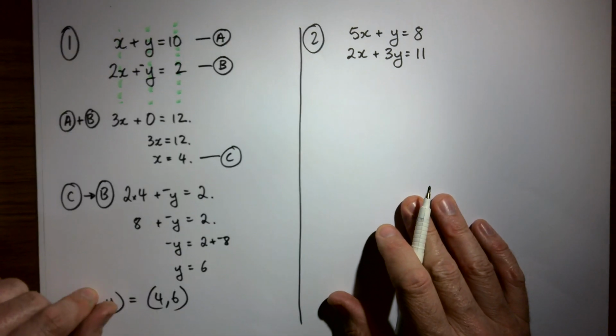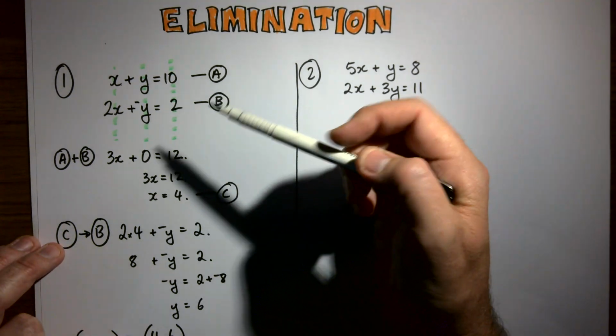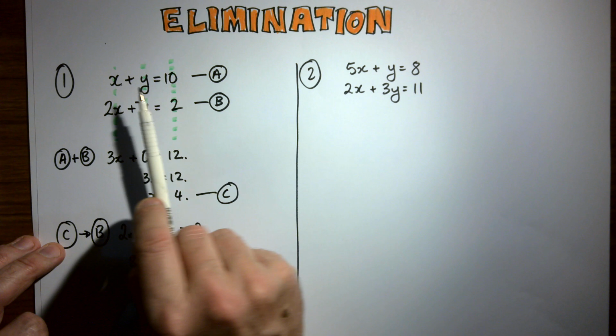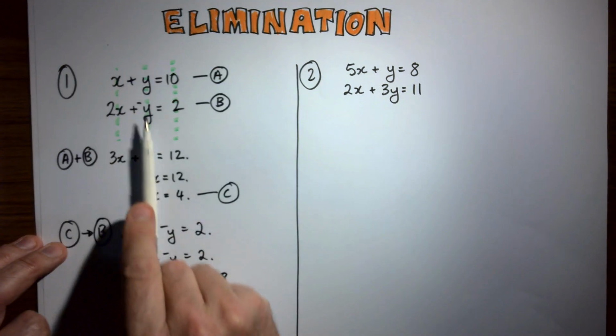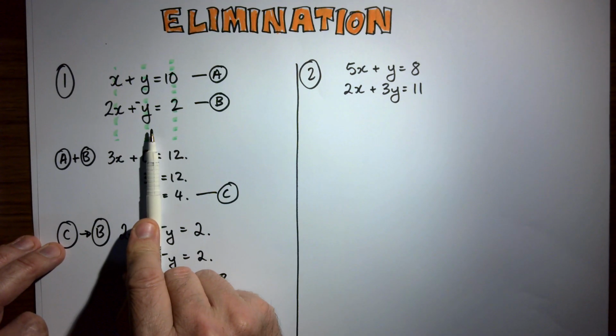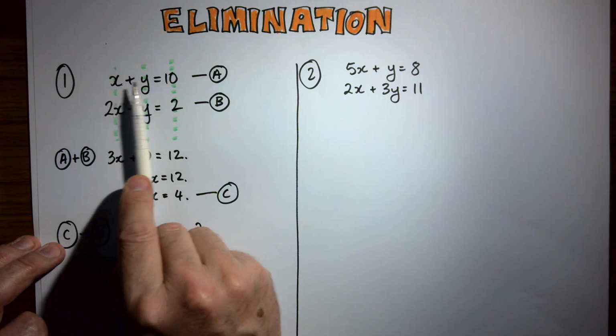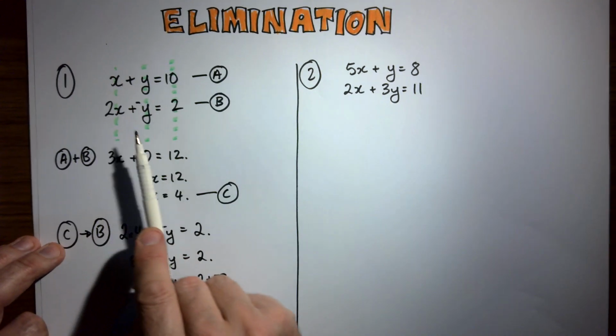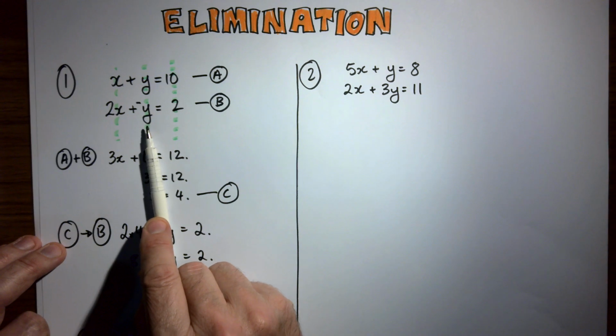So the whole point is we are adding two sets of equations together so that one of the unknowns gets wiped out. Because at the moment you've got two equations, two unknowns. Get rid of one, and you've got one equation, one unknown, and life is good.